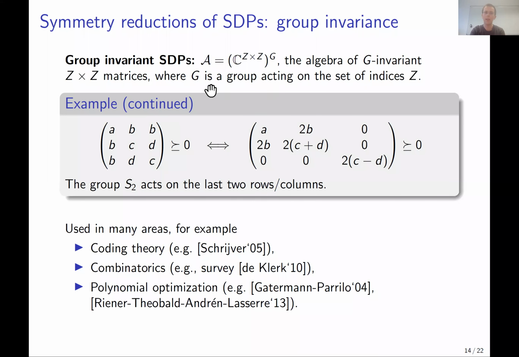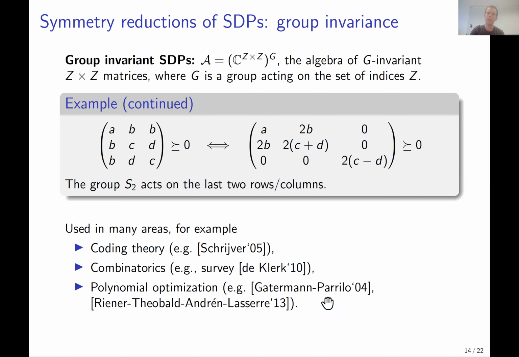This setting of group invariant SDPs has been used in many areas. So here are some references. I think the main area of application so far has been coding theory, but there are also works in combinatorics, and it's also shown how to do this in general for polynomial optimization problems that are, let's say, symmetric under the symmetric group. So there's a nice original work from Gatermann and Parrilo, and also a nice survey from Riener et al. They always focused on commutative polynomial optimization, and we'll also be looking more at the non-commutative setting. But the general theory remains the same.